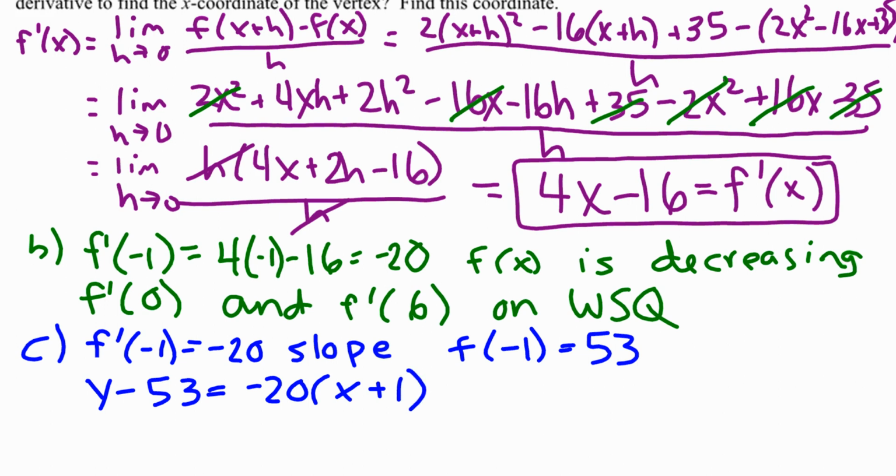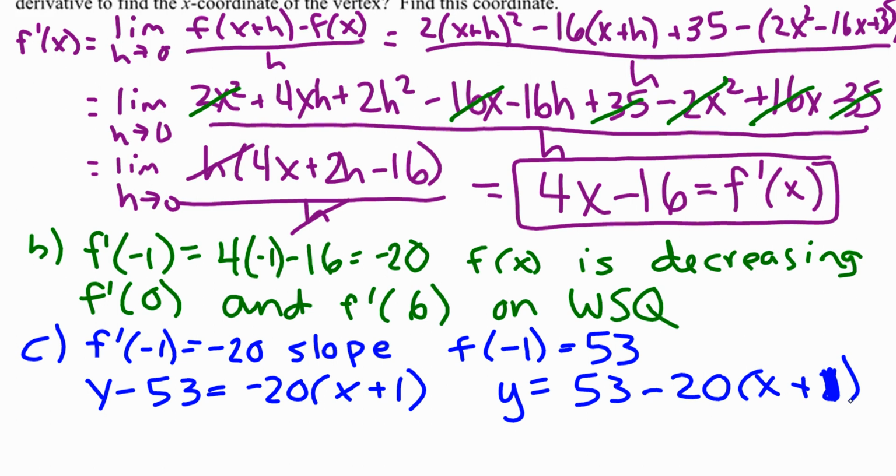Okay, if you want, you can distribute this out and write it in slope-intercept form, or you can just write it as an equation, y minus 53 equals -20 times x plus 1. Oops, that's a 1. Okay, you can leave it like that, or you can write it in slope-intercept, your choice.